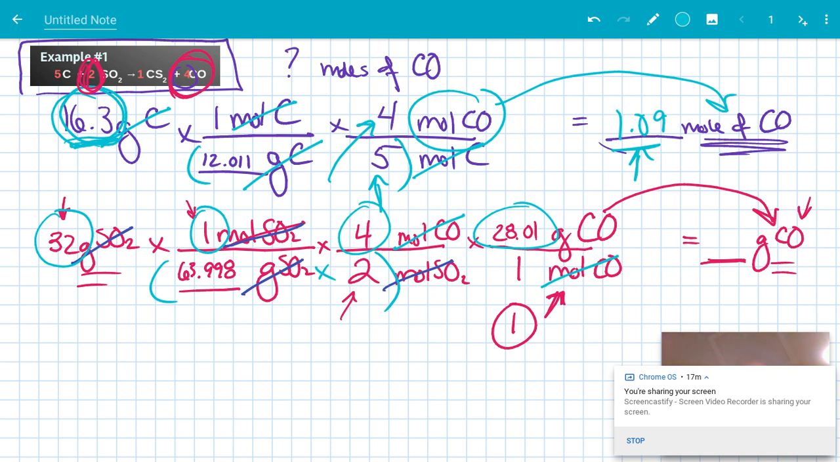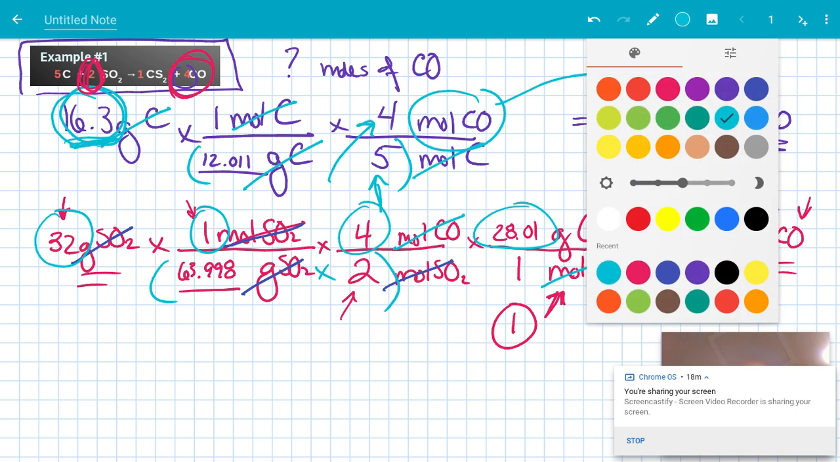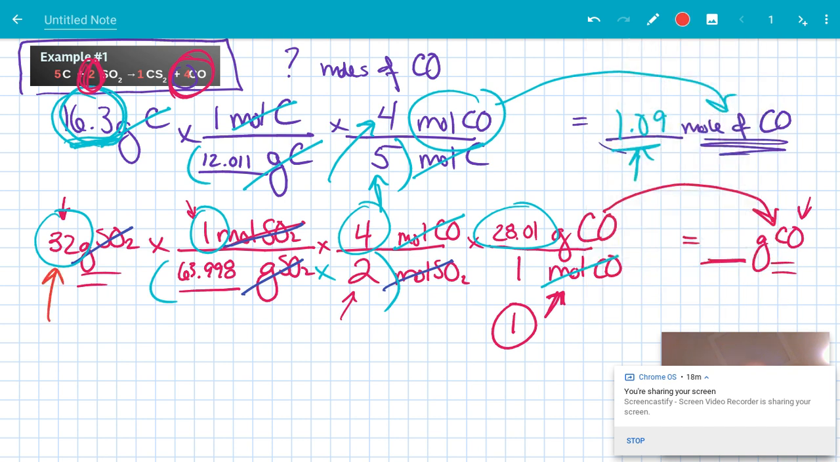28.010875. I see that there are 2 sig figs here, 2 sig figs here, so my answer will have 2 sig figs. 28 is the answer. Ladies and gentlemen, that is how you do stoichiometry. If you pronounce it stoichiometry, I might have to come by and smack you in the face. Don't tell Mr. Beckman I said that.